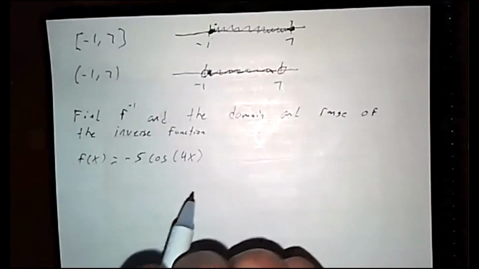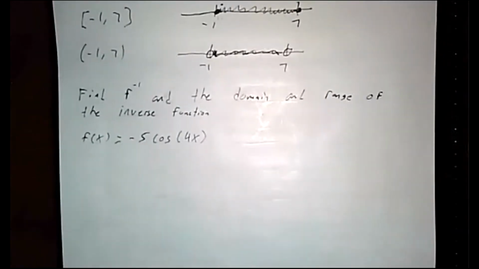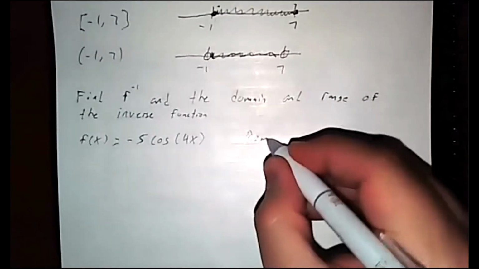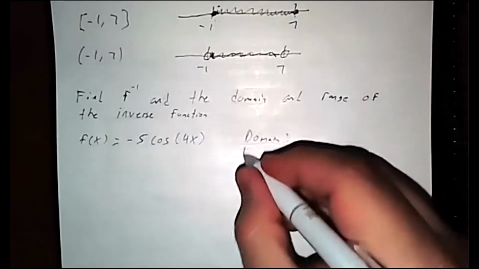All right, so -5 cosine 4x. Before we start, we should graph it and determine what the domain and range values are. And we can easily do it by looking at the picture. So we don't have to do anything crazy.